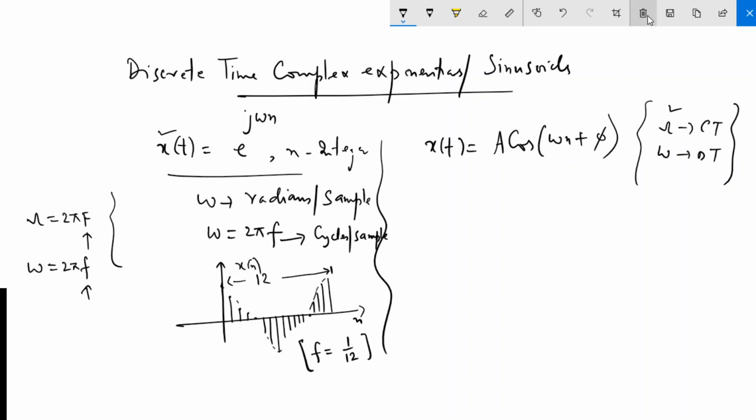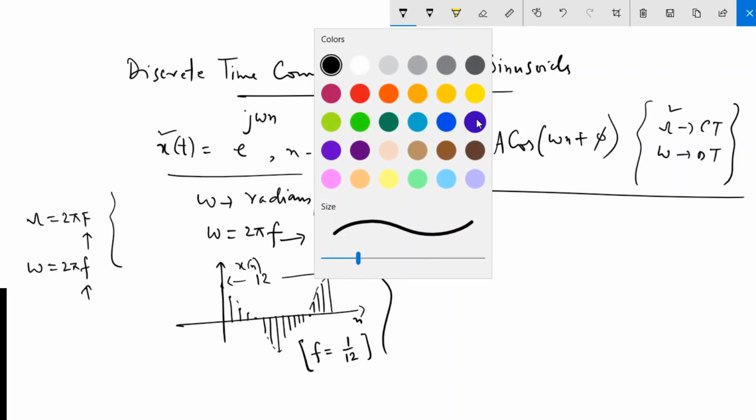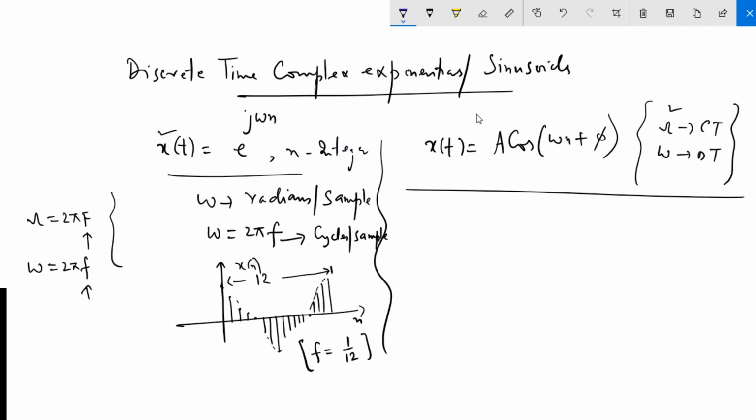Now to see the difference between the continuous and the discrete time signals, the first difference you will see is this. If I take a signal with a frequency of omega, and another signal with a frequency of omega plus 2 pi, what is the difference between them? There is a difference of frequency. This has a frequency of omega, this has a frequency of omega plus 2 pi. It means the difference in their frequencies is 2 pi.